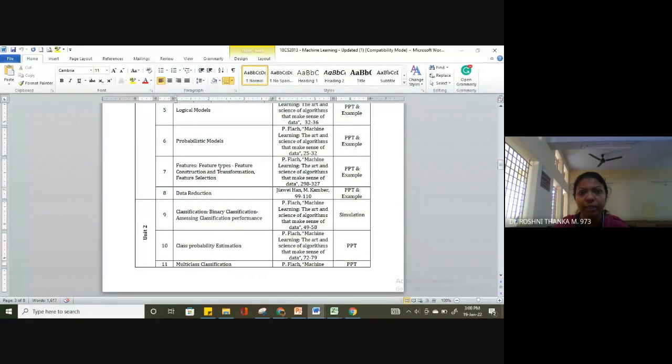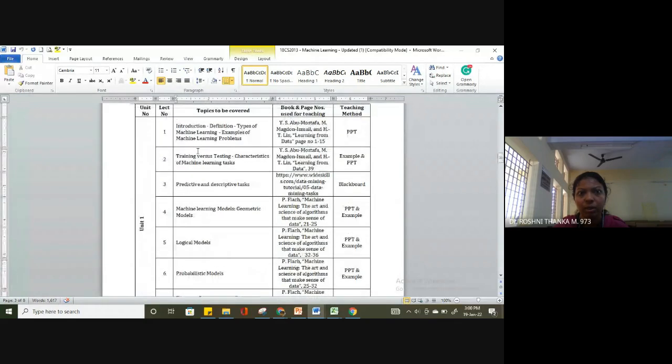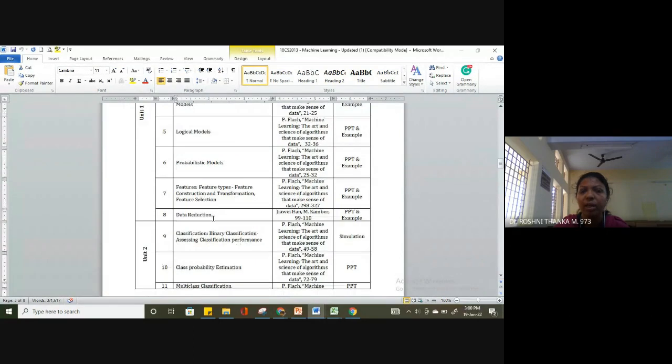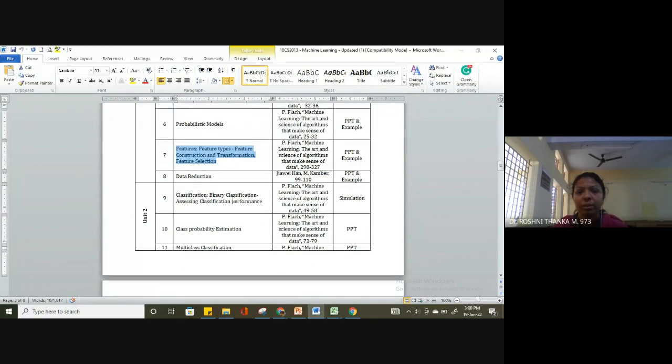In the previous classes, we were discussing machine learning, testing, training, predictive and descriptive tasks, and we learned about different machine learning models: geometric model, logistic model, probabilistic model. In the previous class, we discussed features and different ways of constructing and selecting features, and we saw many mathematical models as well. In this class, we are going to see classification, specifically binary classification and its performance evaluation.